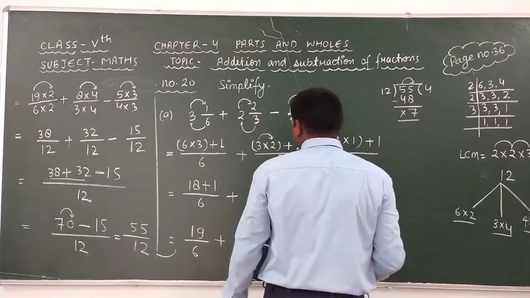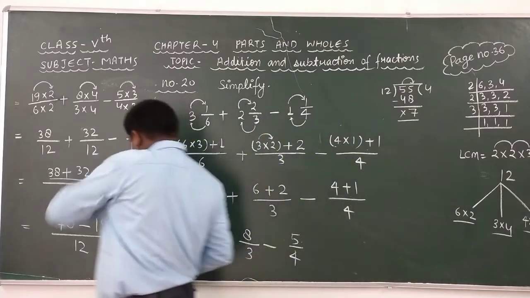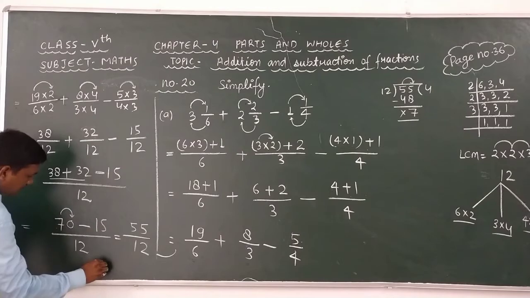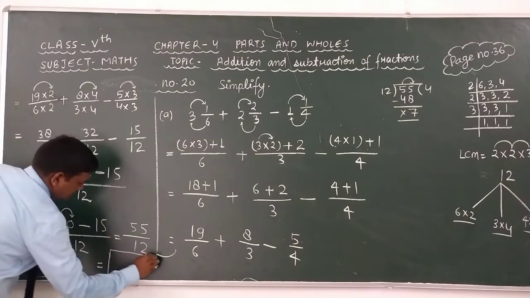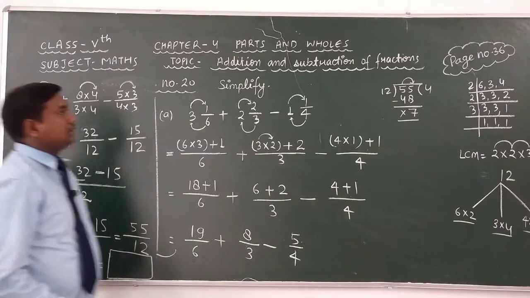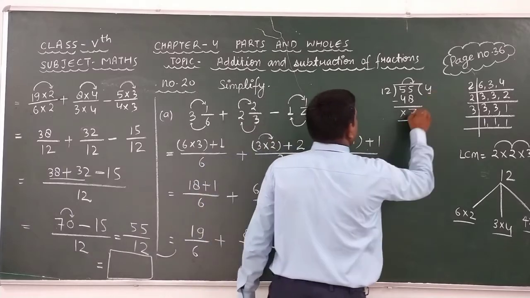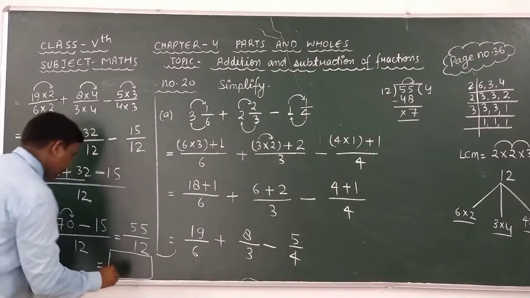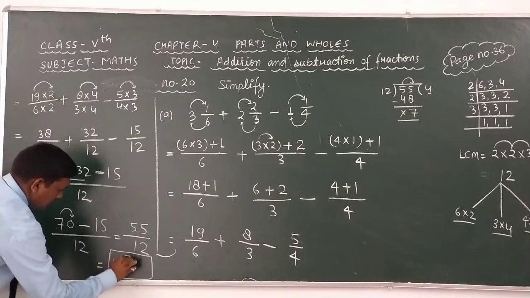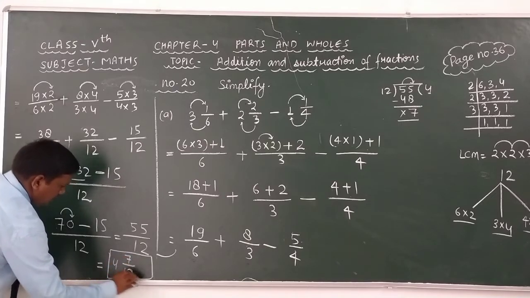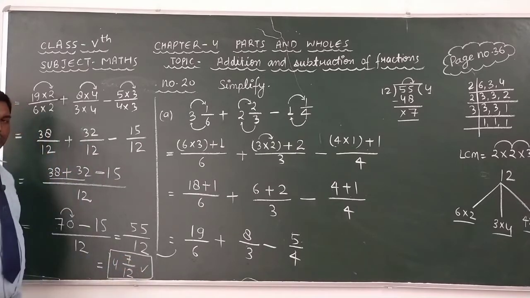Okay, distance. It means that the mixed fraction is 4 whole 7 over 12. This is the answer of this question.